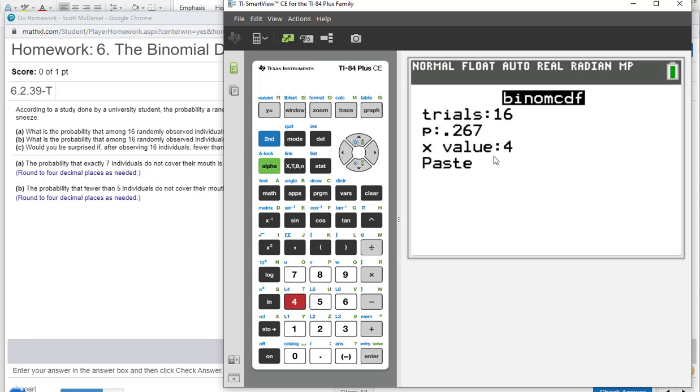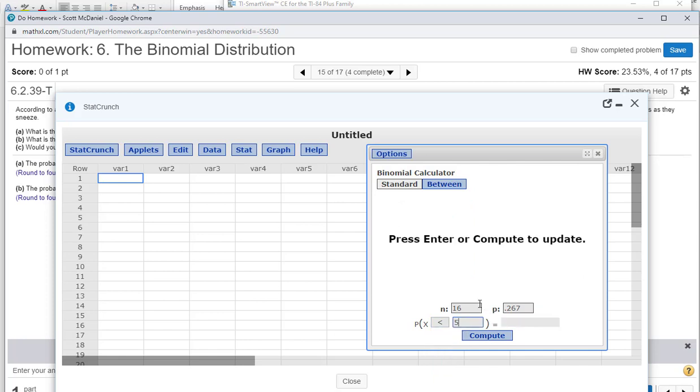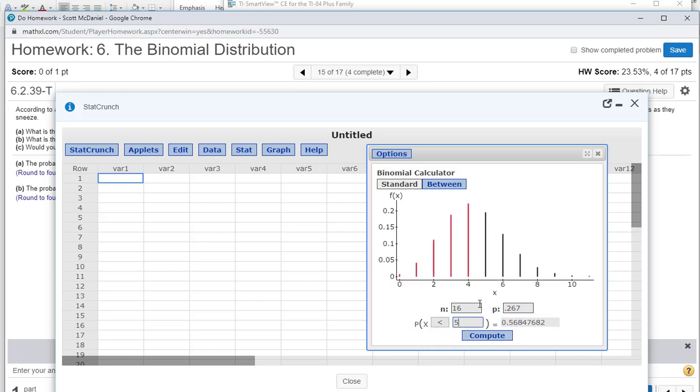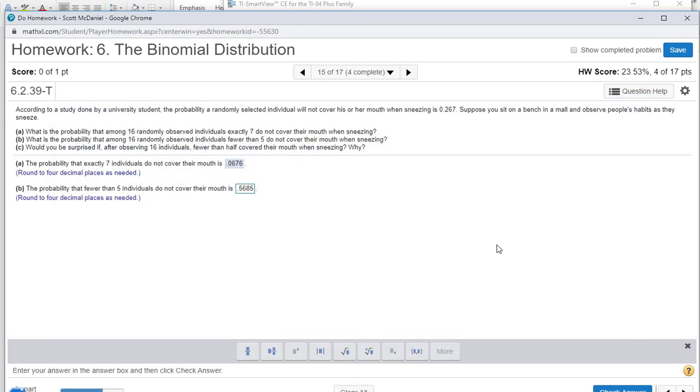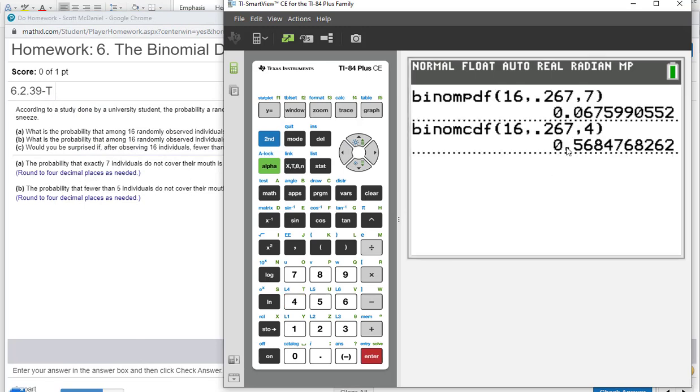So in your mind, you need to think that, right? You need to think, okay, what's this value? I'm going less than or equal to 4. And we tried to illustrate that on the StatCrunch app, that less than or equal to 4 is exactly the same calculation as less than 5. Okay? We get exactly the same answer, 0.5685.